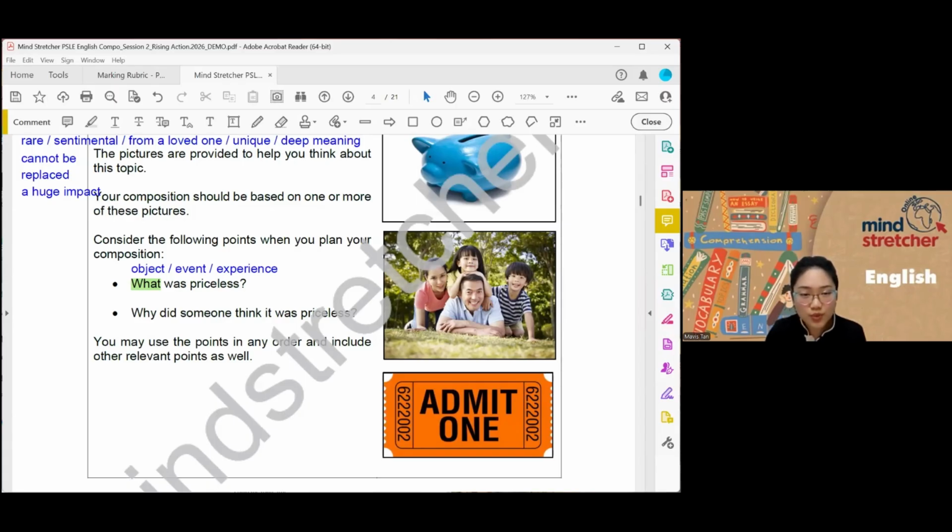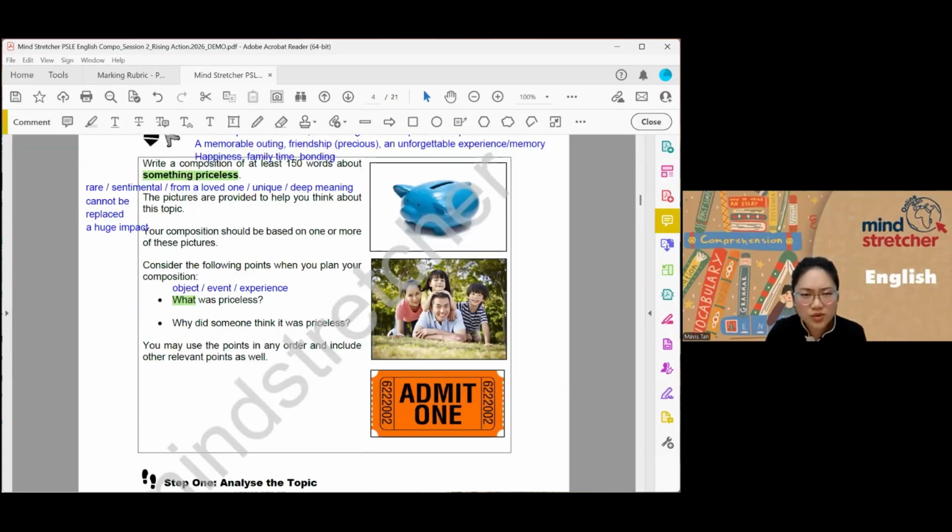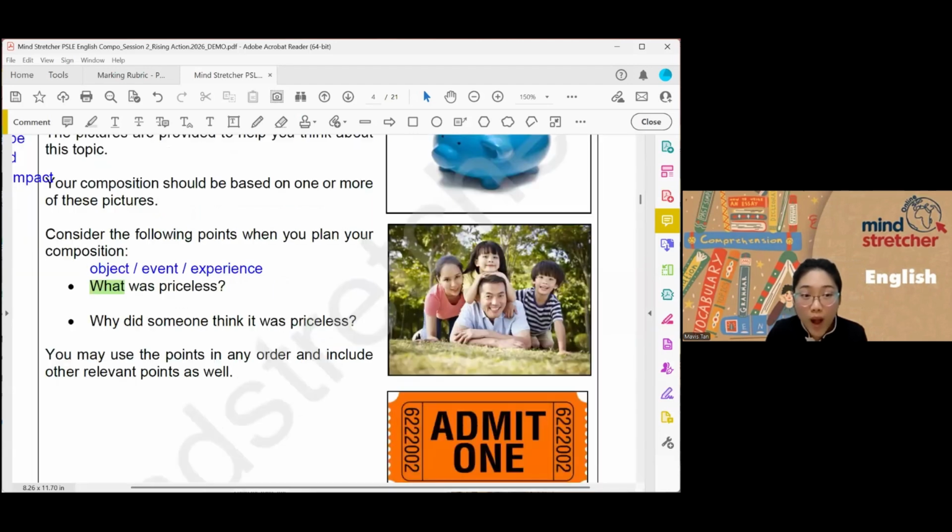Why did someone think it was priceless? This is why I asked you just now, why is it so priceless? What makes it priceless? And what's priceless to each person is not the same, right? To some people, the only priceless things are the things that are extremely expensive. For some people, the most priceless things are things that are gifted to them by close family members.